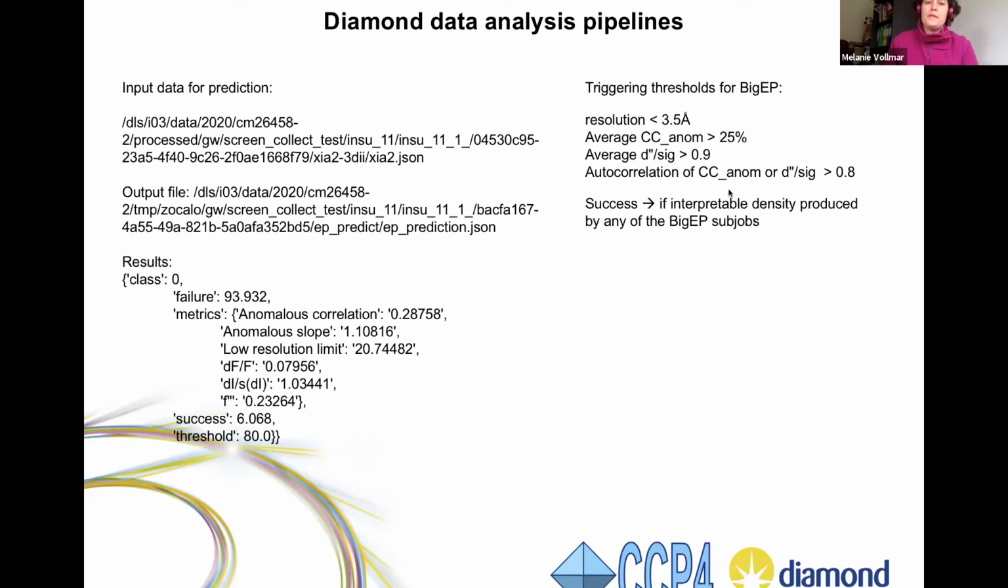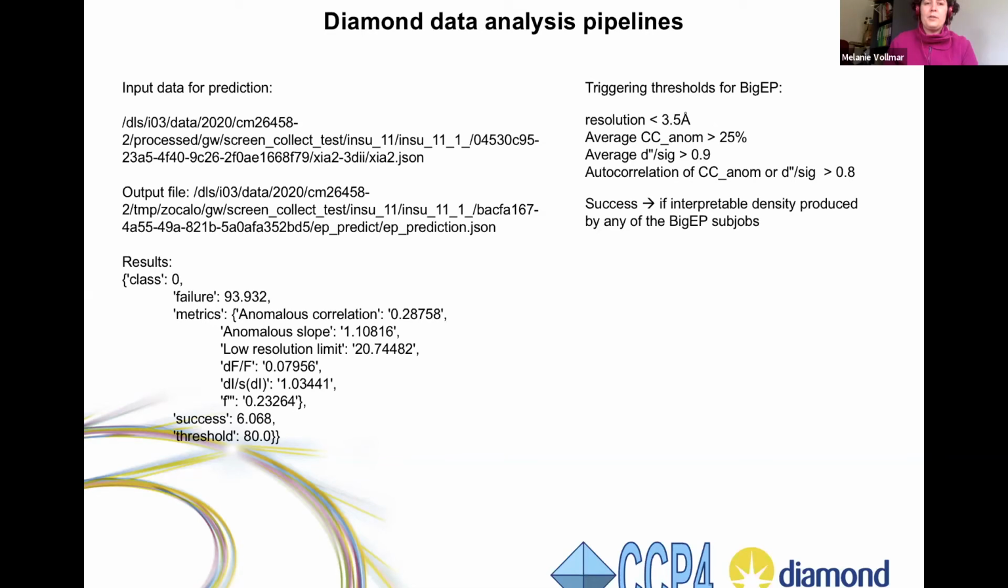The results from this step provide the ground truth for me at the moment. My aim is to predict which of my data sets will actually result in anything positive from the BKP pipeline. A success is defined as one of the three programs producing an interpretable electron density map. For the prediction itself, I gather my parameters, my features, these ones here, from the ZR2 JSON file, which is produced as one of the outputs from the data reduction step, and feed them into my predictor.